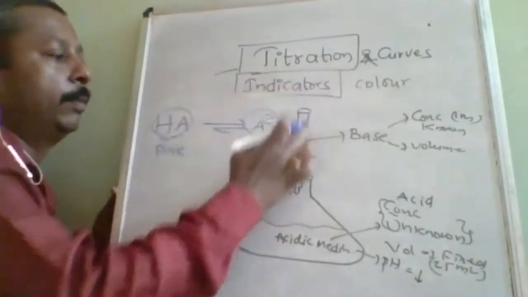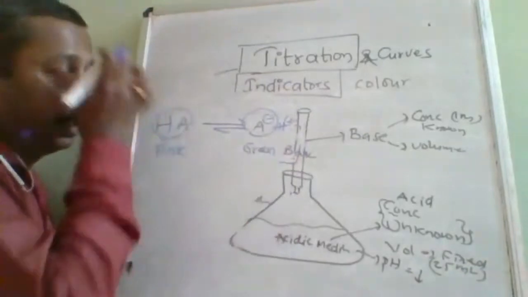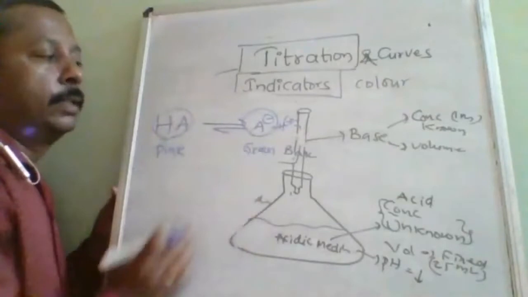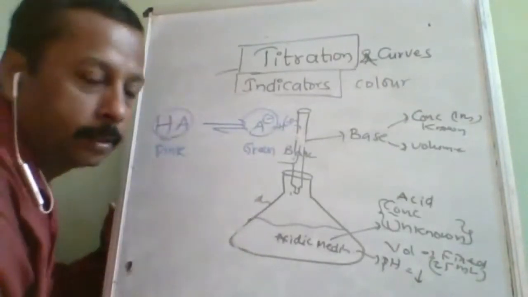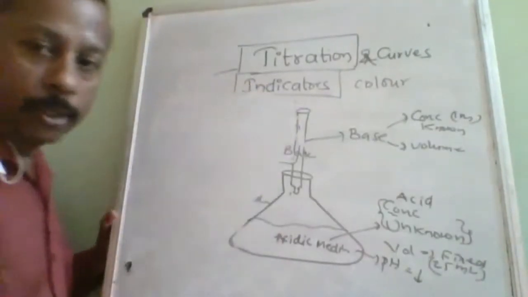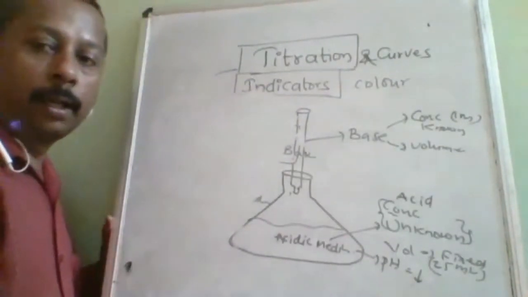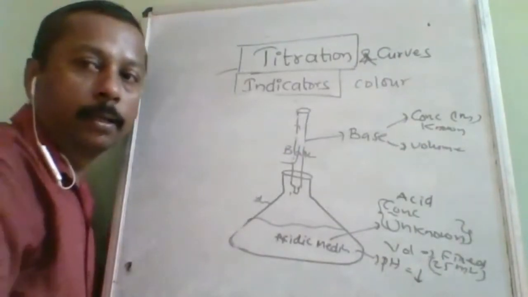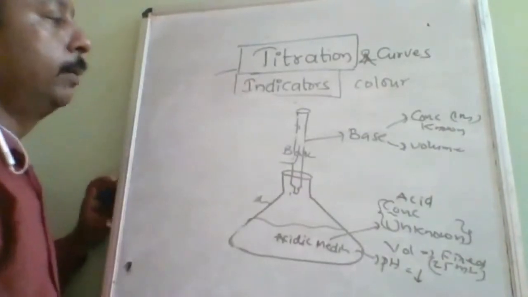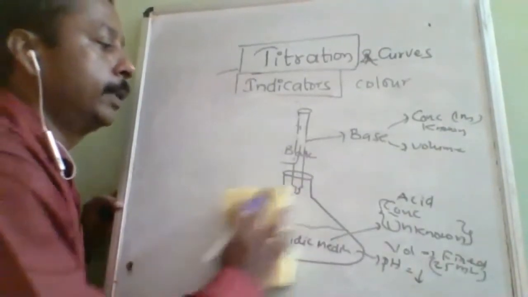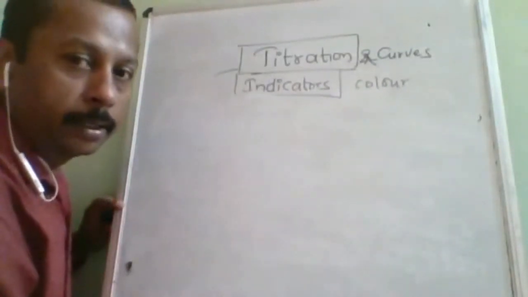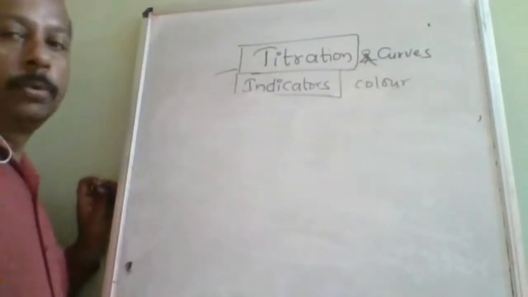Now when I am adding base, keep on adding base, what will it do? It will pull out the H plus, so the color change will take place. That means the indicator should have how many colors? Two colors: one color and colorless, or colorless and color. But they should be in different media: acidic medium one color and basic medium another color. So such substances are used as indicators in titration. Is it understood now? Any doubt about this?